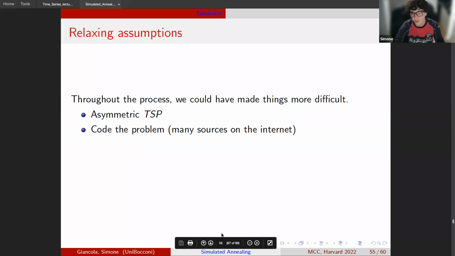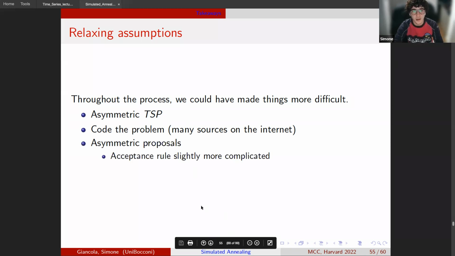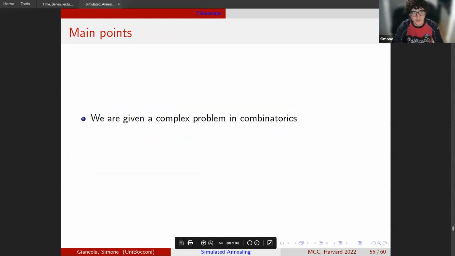We could have coded the problem. This is just something I'm suggesting to you. It's pretty interesting. We have assumed that proposals are symmetric so that they cancel out, so the acceptance rule is slightly easier than what it could have been. We could have proved all the statements. These are in the lecture notes.